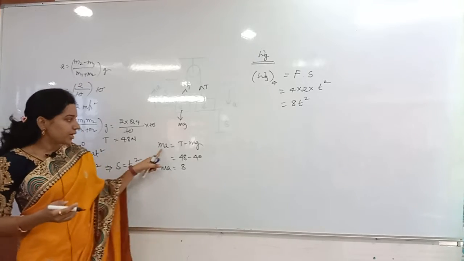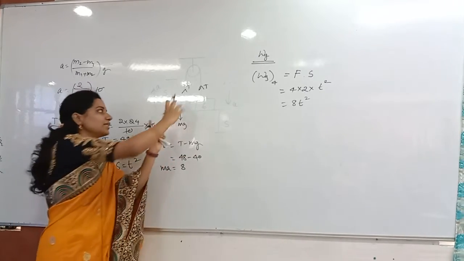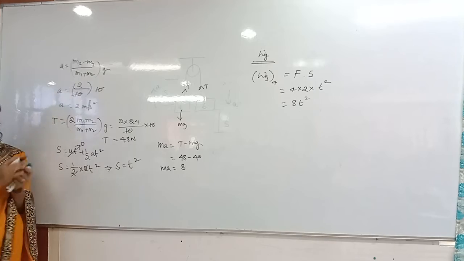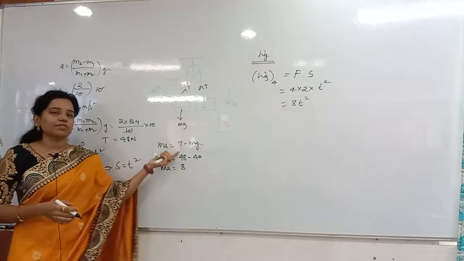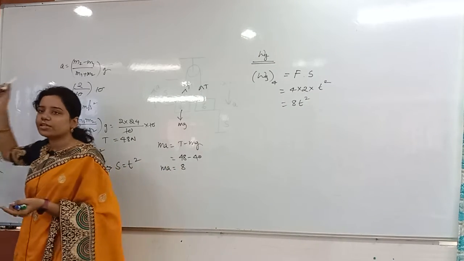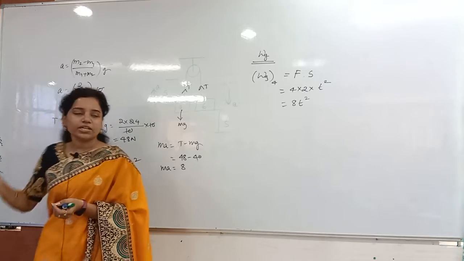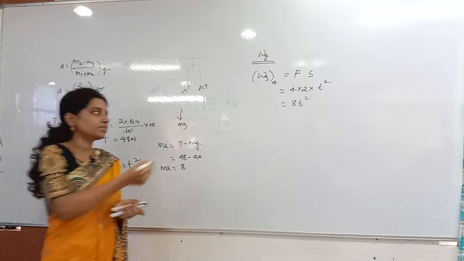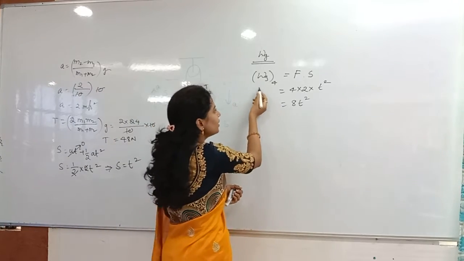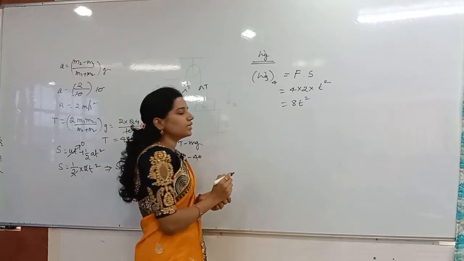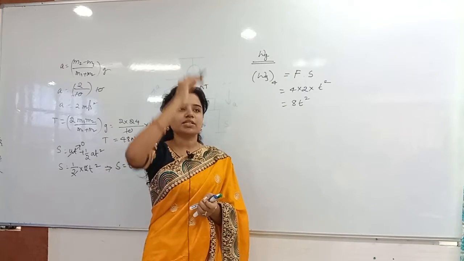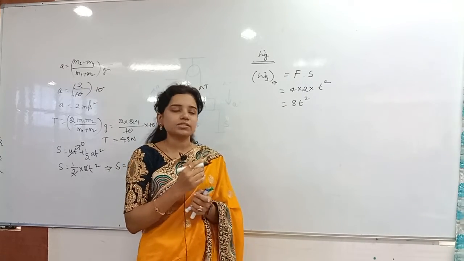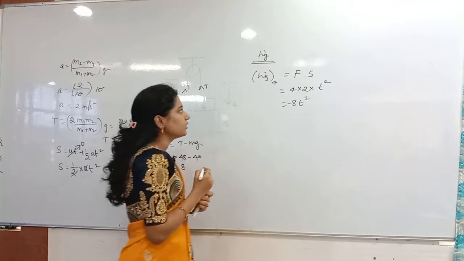See here, MA is equal to T minus mg. By considering that only we got this equation, no? Of course, we have written this kind of equations and then we solved. So only we are getting this kind of formula. So here, MA is equal to 8. By taking the equation also you can say that, otherwise normally also you can say that. The work done by the gravity for the 4 kg is 8t square. Upwards nothing but what am I considering it as? Minus. So that is minus 8t square.